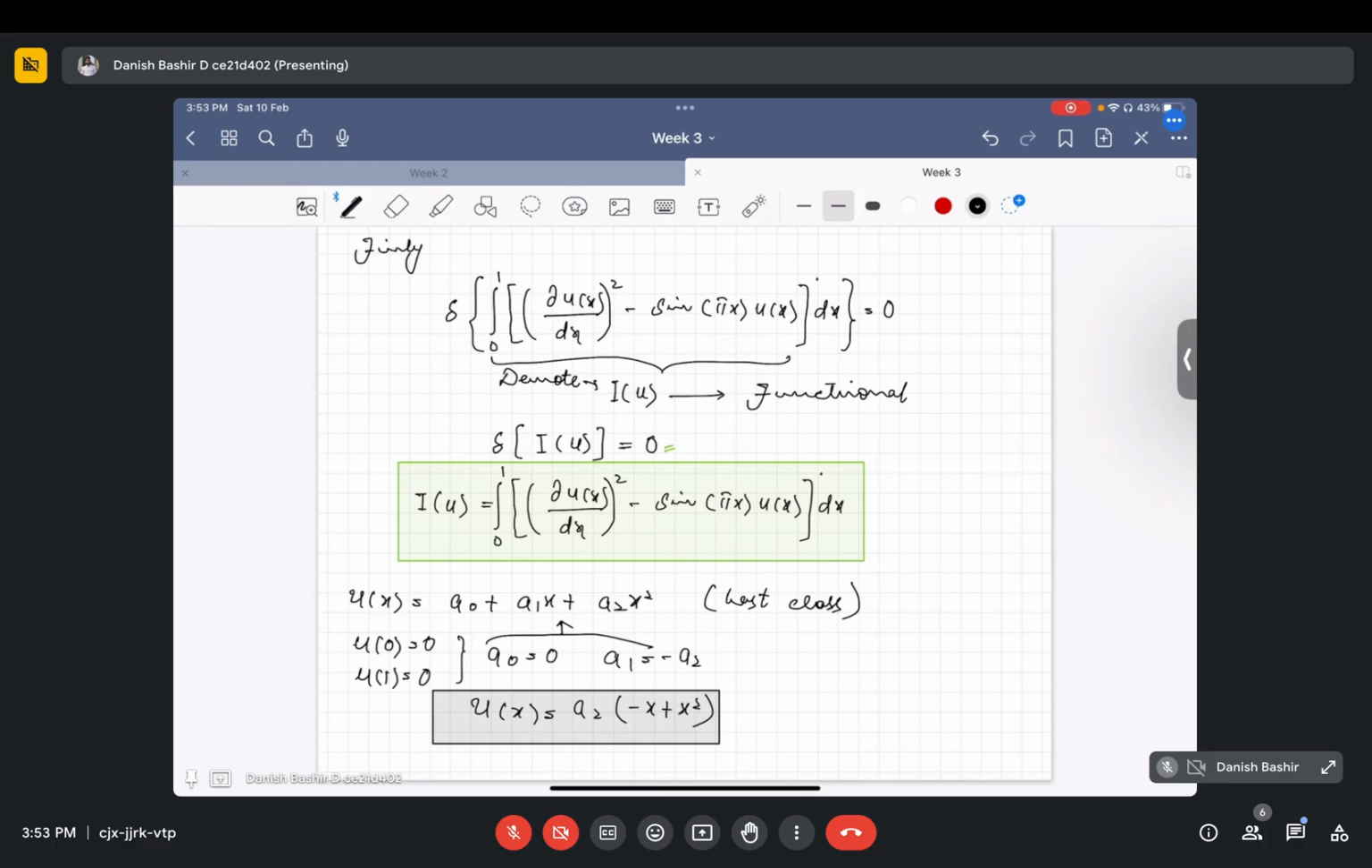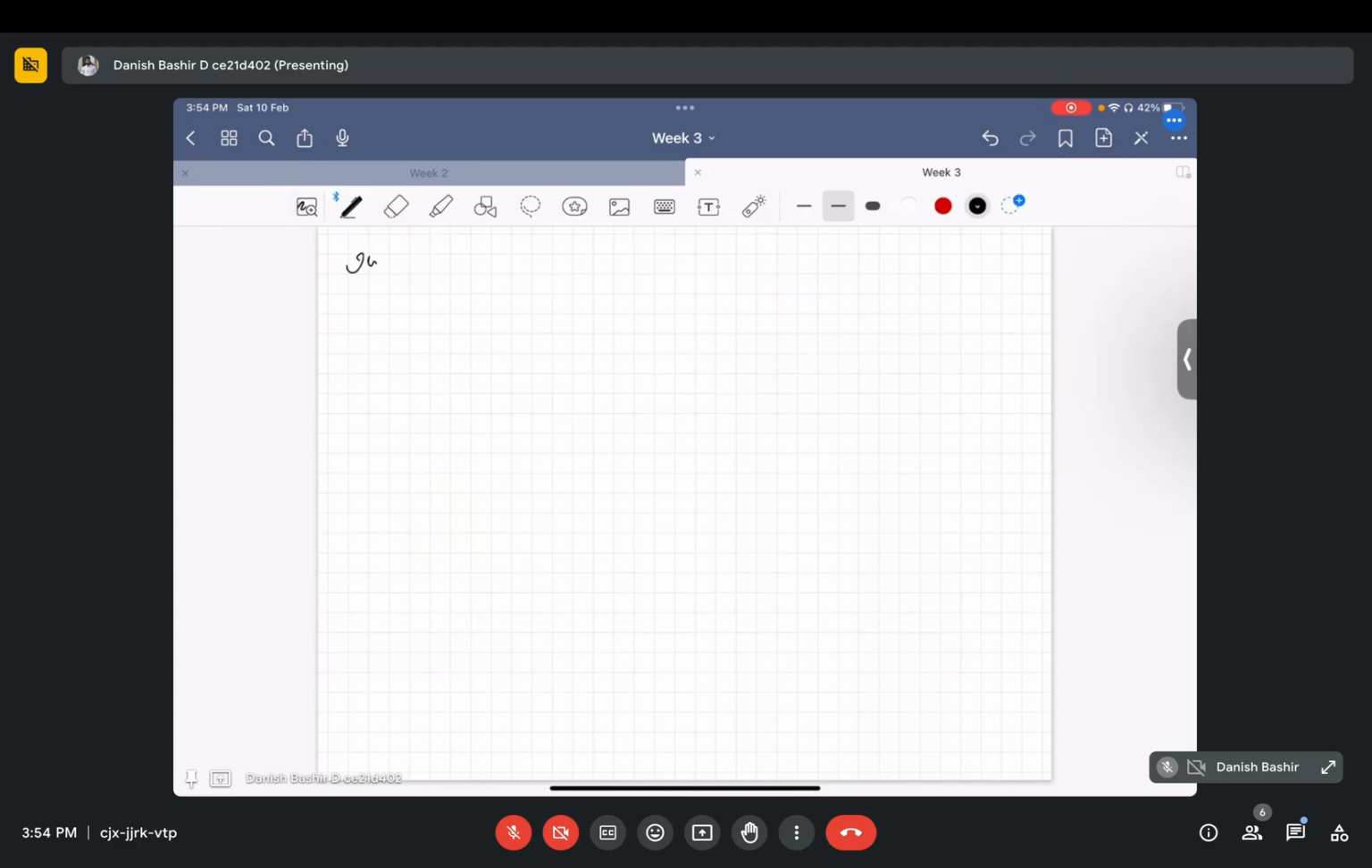Then this u of x is like this. Its variation will be given as delta u of x equal to the variation of only one parameter, delta a2, times minus x plus x square. If you put x equals 0 and x equals 1, you will get the variation of u at x equals 0 and the variation of u at x equals 1 equal to 0.